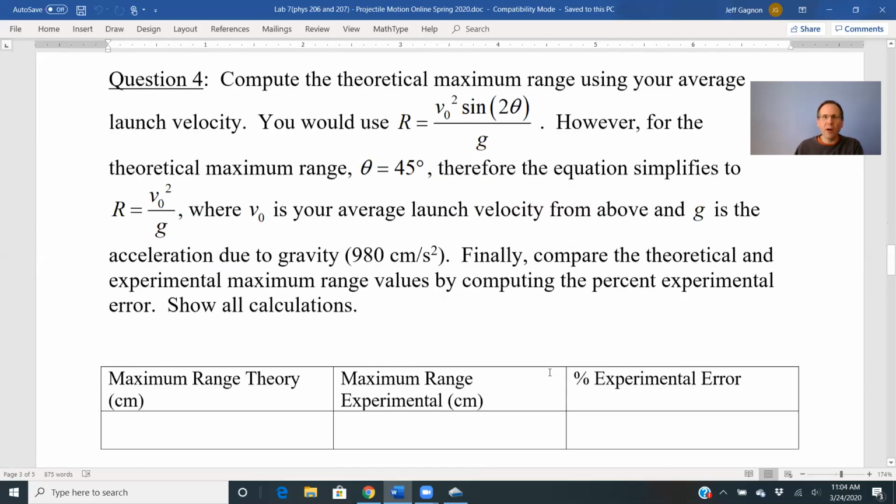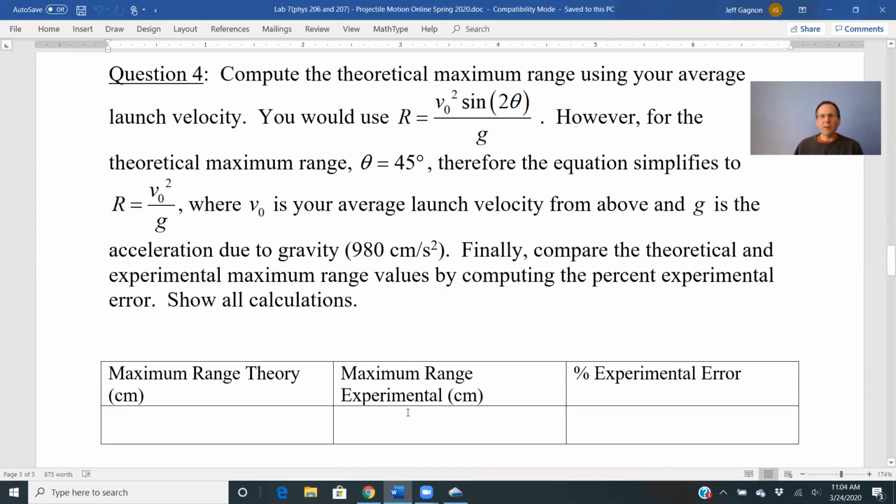Okay, question 4 is, well, first of all, if you go to the table here, the maximum range experimental, that is the range value from that graph, right, that we found previously. So that's from the graph. And then the max range theory is what I described in the other video. Remember, that's when theta is 45 degrees. So sine of 2 times 45, sine of 90 is just 1.